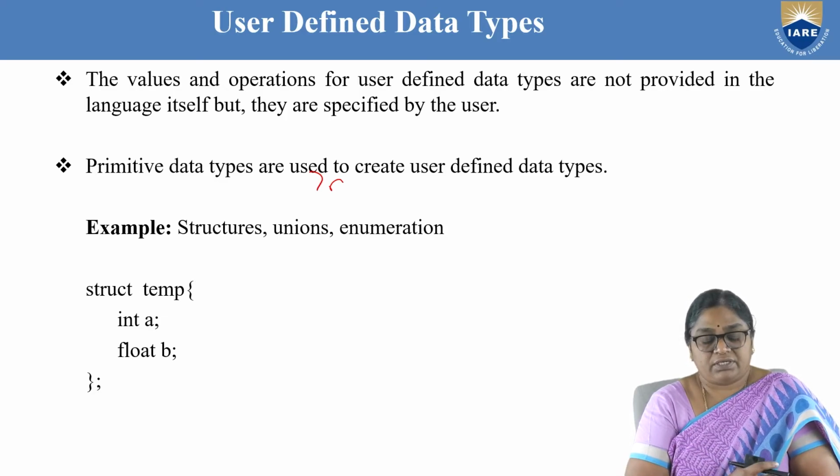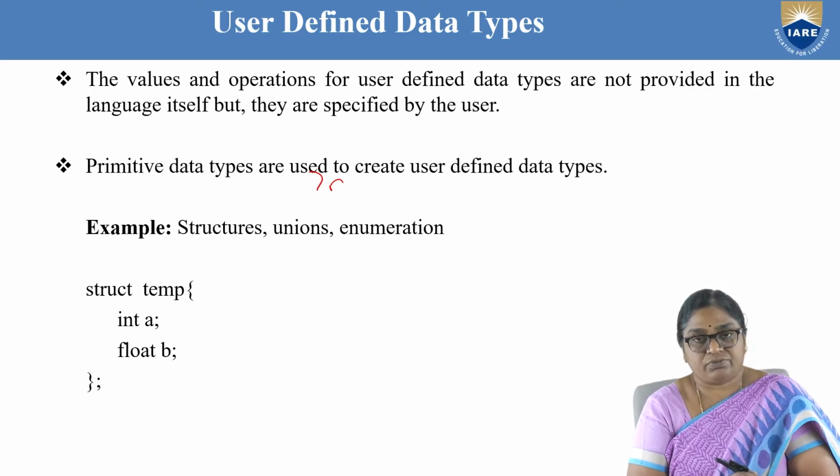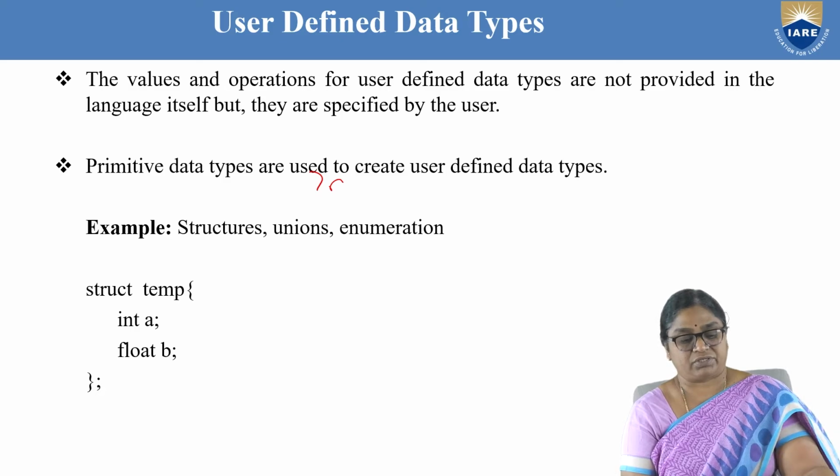To create user-defined data types, primitive data types are also used. Let us see the definitions and examples. For user-defined data types, the values and operations are not provided in the language itself, but they are specified by the user. Primitive data types are used to create user-defined data types. Examples for user-defined data types are structures, unions, and enumeration.